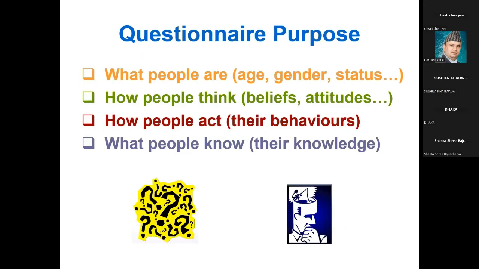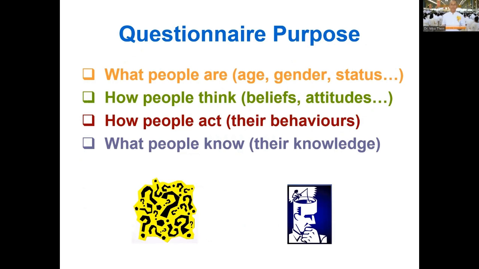So the main purpose of the questionnaire method is to know about people's age, gender, status, and how people think about beliefs, attitude, customs, traditions, religions. So how the society is living and how people are acting, what are the attitude and behavior of the persons. So the questionnaire method is adopted when the research is related with our sociological aspect or the anthropological aspect.